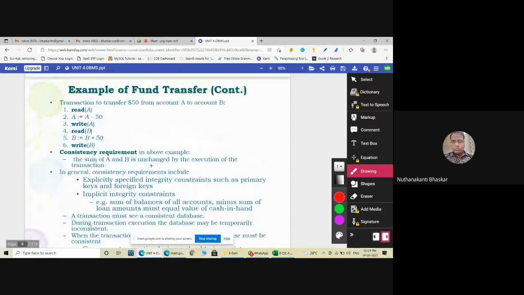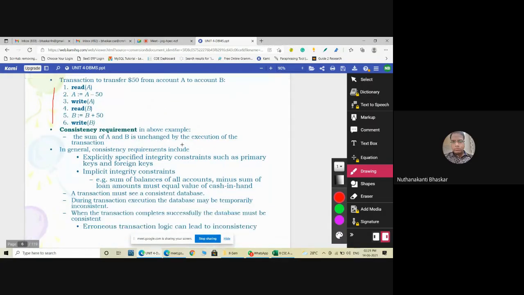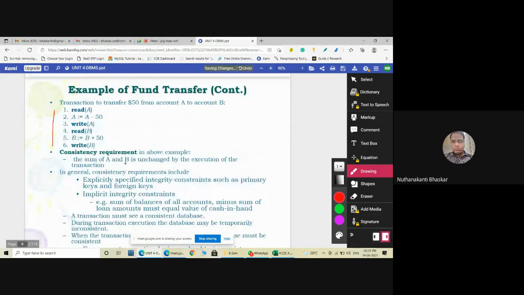Consistency requirement. Here, as I told you earlier, I have taken the same transaction. Consistency: the sum of A and B is unchanged by execution of the transaction. When we are processing the transaction, the sum of A and B is unchanged. It is compulsory that it must be the same. If something is changing A plus B, then that is not consistency.